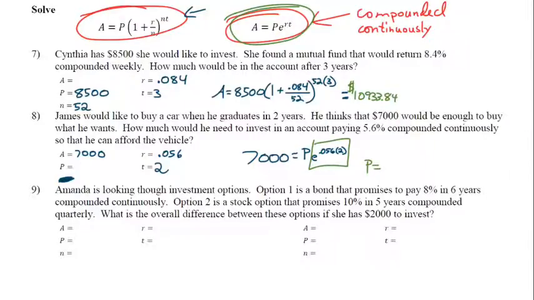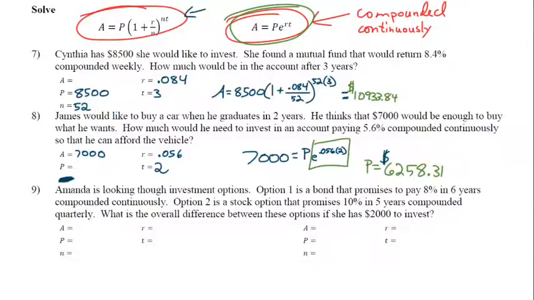All right, we're back. P equals $6,258.31. That is how much he needs to invest now in order to be able to do this. Cool.